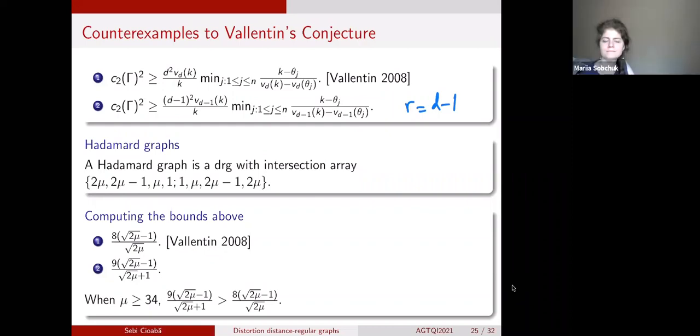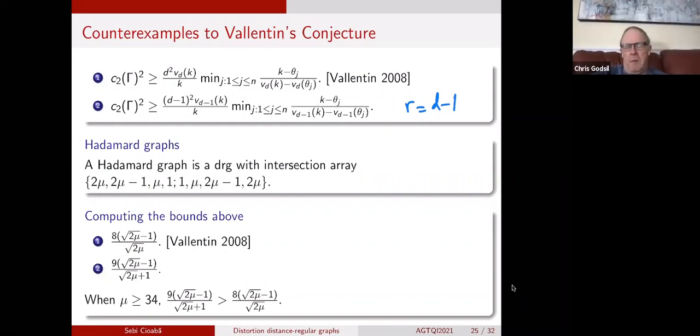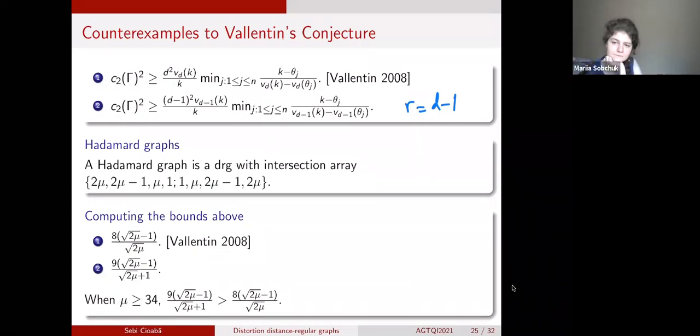Now, there are other antipodal covers. The Hadamard graphs are double covers of complete bipartite graphs, with index 2. So there are covers with larger index. What happens with them? We haven't gotten an example from there, but I don't know off the top of my head what the distortion is and all that stuff. I have to check.